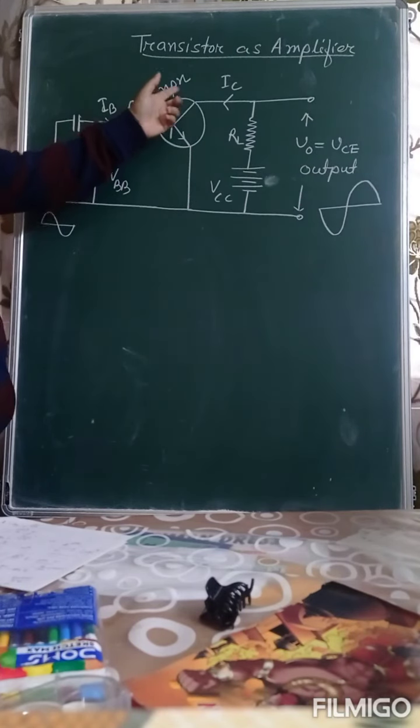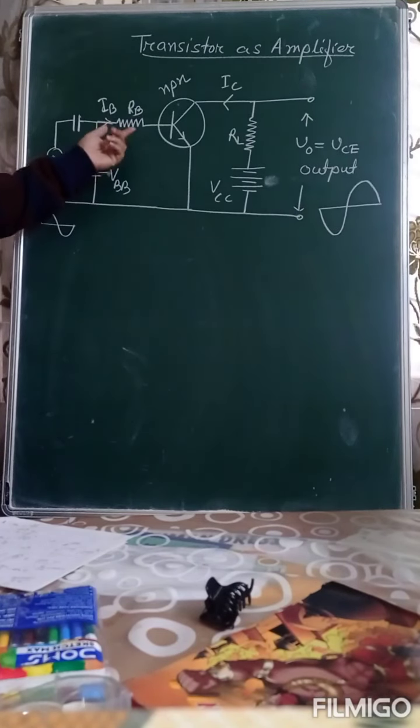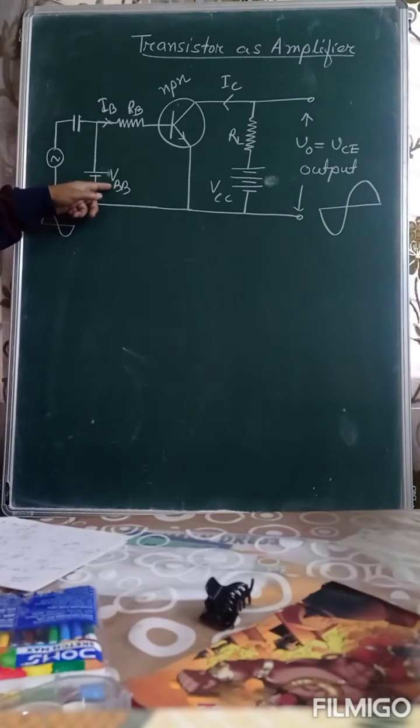So this is a NPN transistor in common emitter mode. This is input resistance RB. This is the base current. This is the biasing voltage.